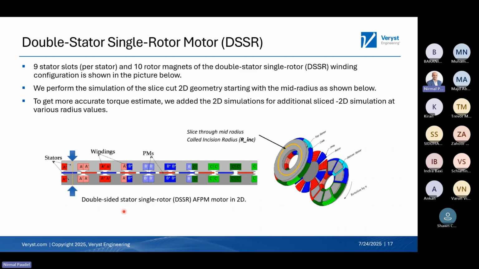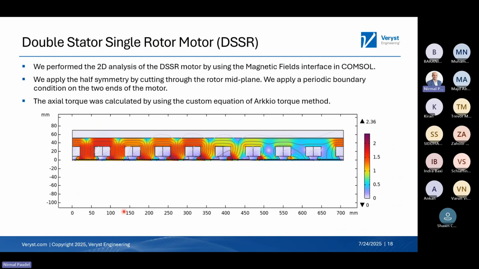If you want to model these materials as linear, or with the BH curve, or the full hysteresis, you can choose that within the software. But here, I think we're doing only the BH curve for the materials. Now, we performed the 2D analysis of the motor, and this is the half symmetry. We only solved the top half of it so that we can save time and resources. We apply a periodic boundary condition on the ends here, so it's a continuity on either side.